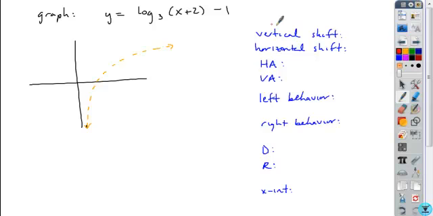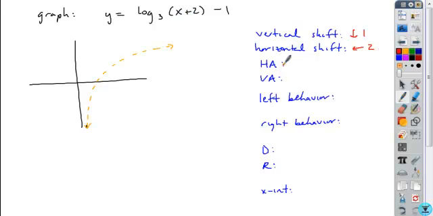Is there any vertical shift in this function? Anything being added or subtracted outside the function? Yes, it's going to go down 1. What about horizontal shift? Any transformations inside the function? Remember, it's what value of x gives you a 0 inside here? A -2, so it's going to go to the left 2.